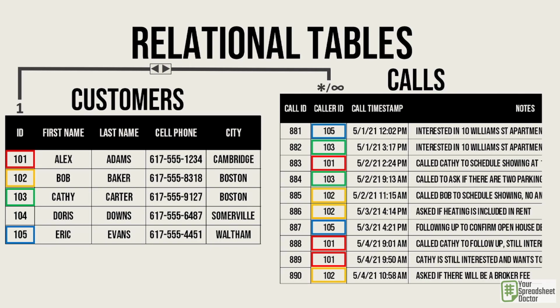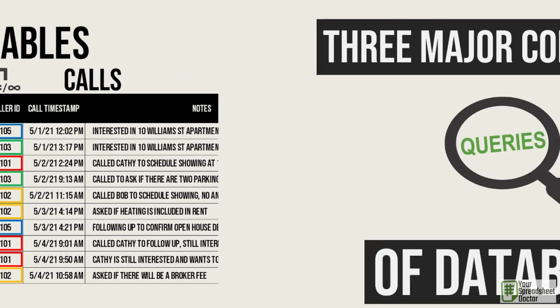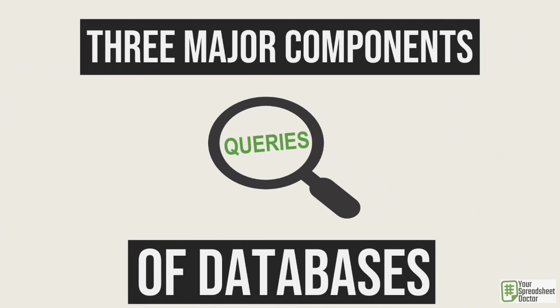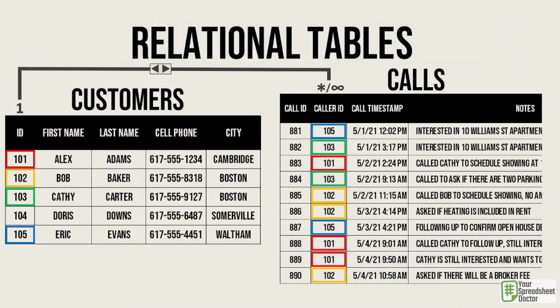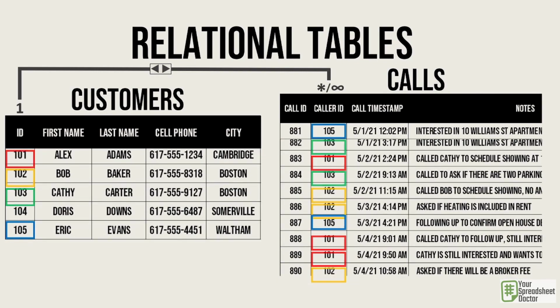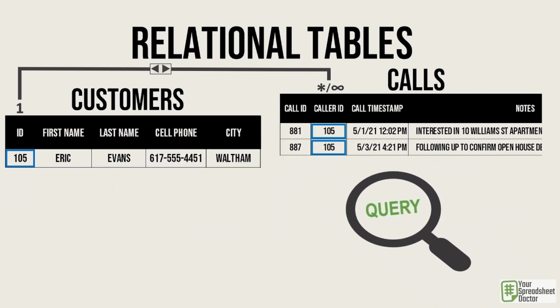So now let's talk about a key issue in relational databases, which is accessing data. This takes us into the topic of advanced queries. Here, I'll show you that if you wanted to see just those calls for Eric Evans, you're essentially running 2 queries at once. One for the customers table where the customer's name is Eric Evans, and another on the calls table where the caller ID is 105.